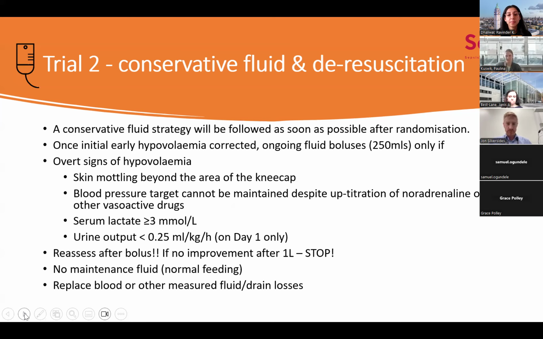We want you not to give maintenance fluid in the conservative group. You can give normal feeds as much as you like, but no maintenance fluid. But you can replace blood or any other measured fluid losses, for example, from surgical drains, which are maybe of high output, or high output stomas, that kind of thing. So we don't want you to ignore fluid balance, but we would like to avoid the sort of thoughtless administration of fluid, which can sometimes occur when we just put patients on maintenance fluid and then forget about it. Next slide.